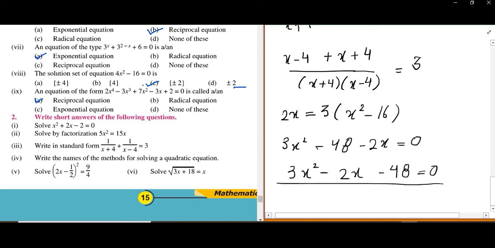Write the names of the methods for solving a quadratic equation. There are three methods to solve the quadratic equation: by factorization, by completing square method, and by quadratic formula. The first one is the factorization method, the second one is the completing square method, and the third one is using the quadratic formula.